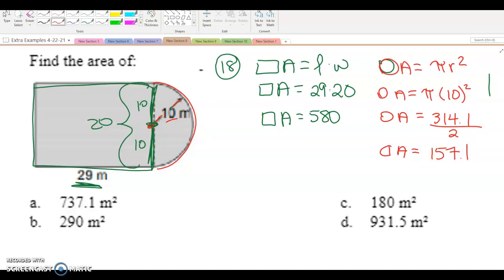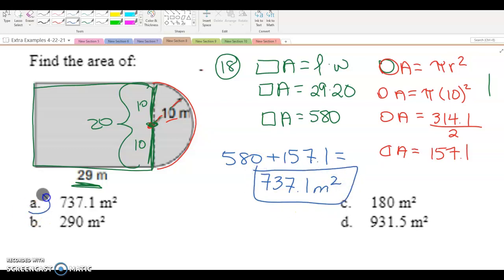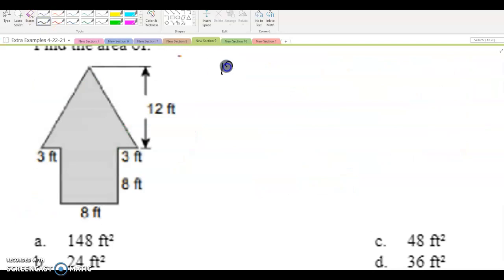Add them together. So we'll take our 580 plus our 157.1, and we'll get what? 737.1 meters squared. Answer choice A. And we're all good to go with that one too. So any questions on 18? Alright, so for 19, we're asked to find the area again of this shape. So what are our two shapes here?